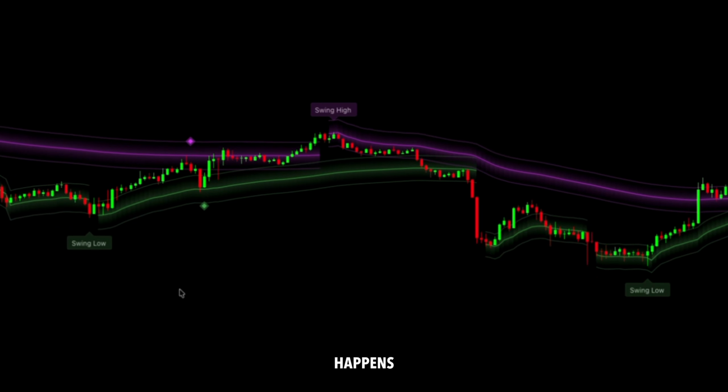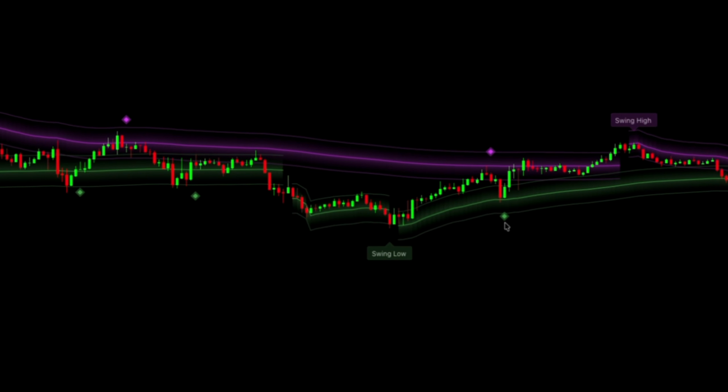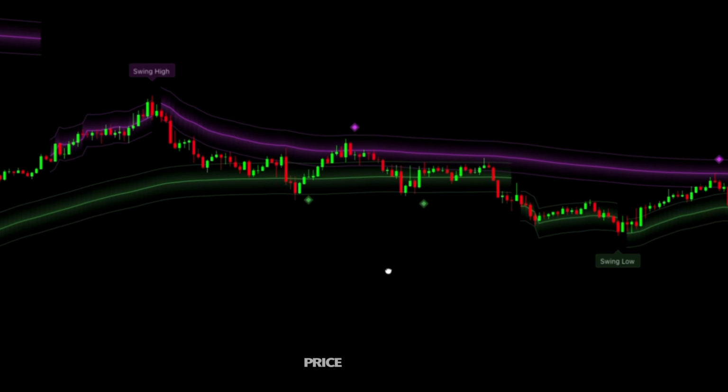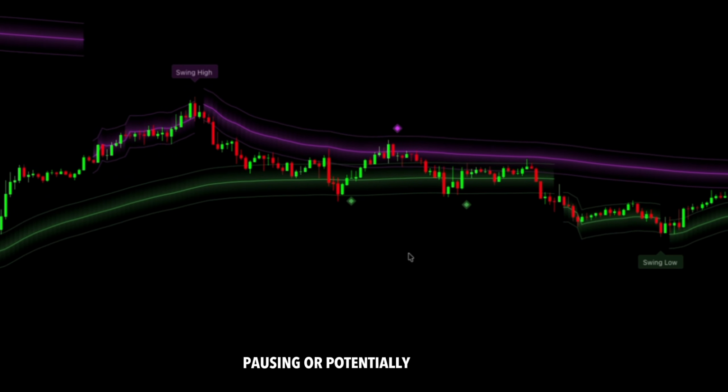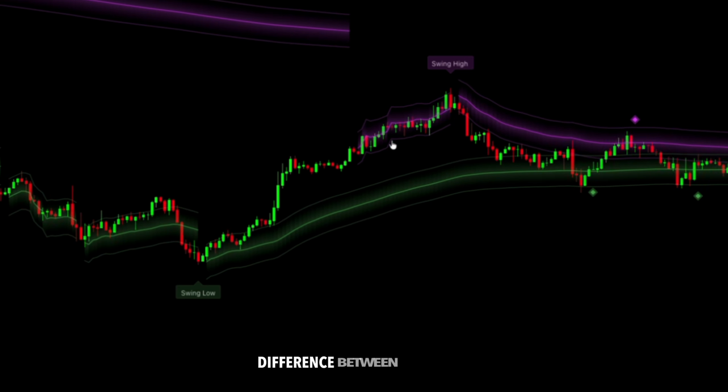But the real magic happens when you understand how this indicator visualizes market behavior. The bands do not just show you where price has been. They show you where price is reacting, pausing, or potentially reversing within the broader market structure. And that is the difference between a lagging indicator and a predictive tool.